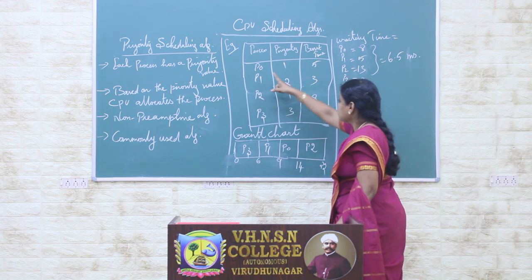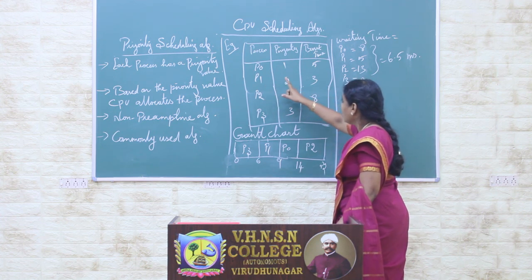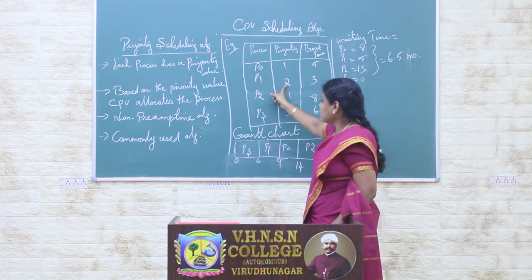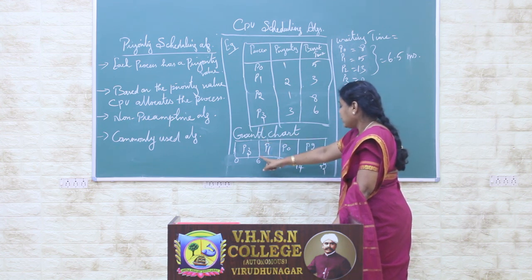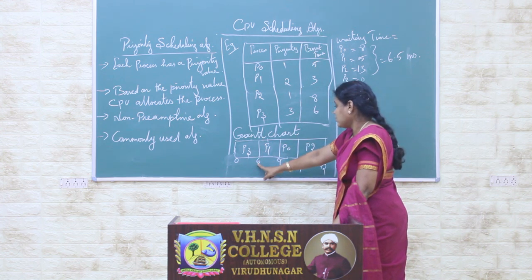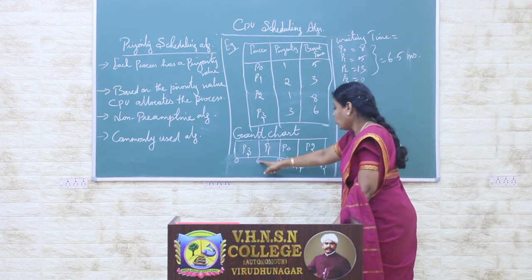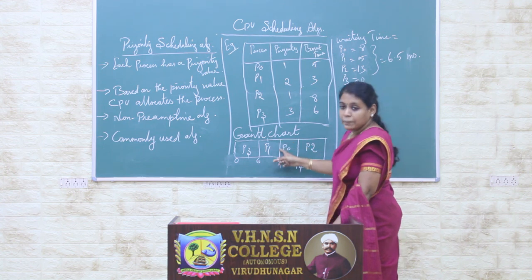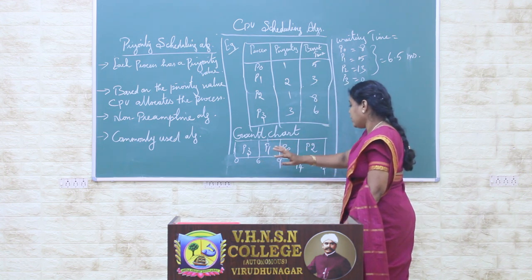So the P1 process has priority value 2, so that enters the CPU next. P1 enters the CPU at 6 milliseconds. What is the burst time for P1? 3. So it occupies the CPU for 3 milliseconds. So until the 9th millisecond P1 occupies the CPU.